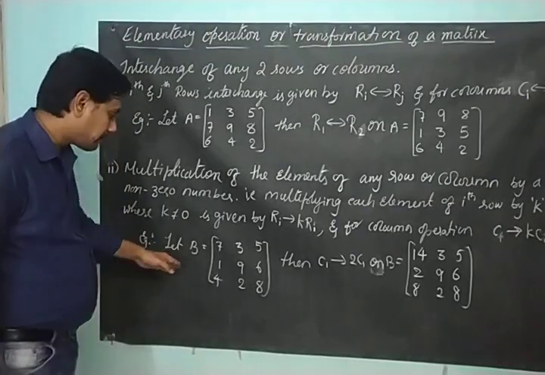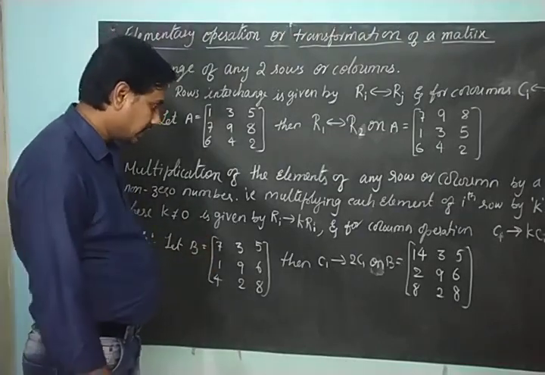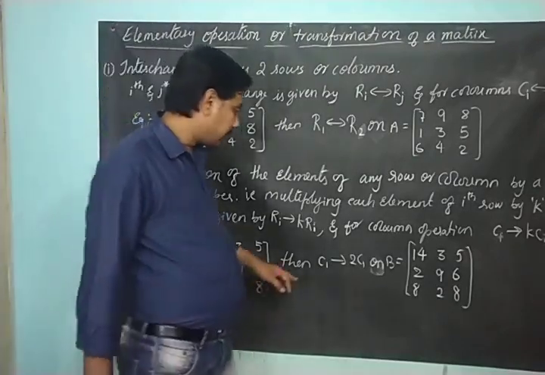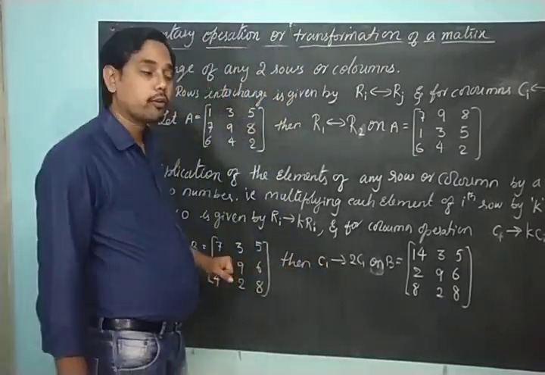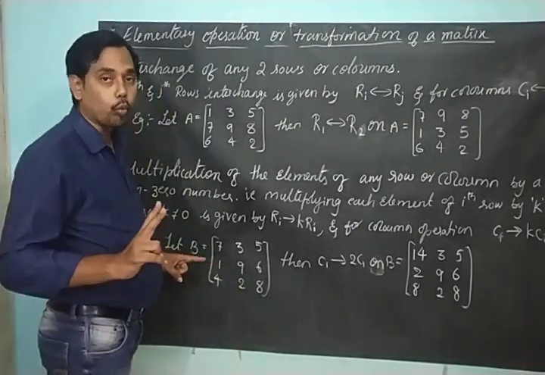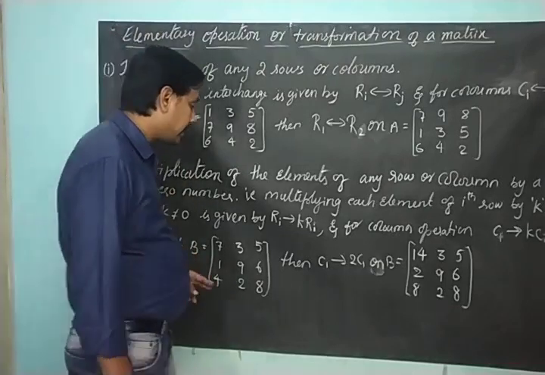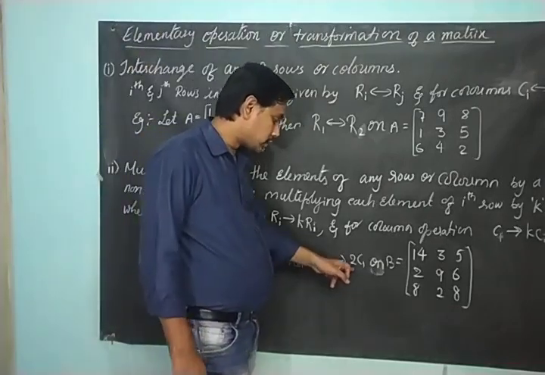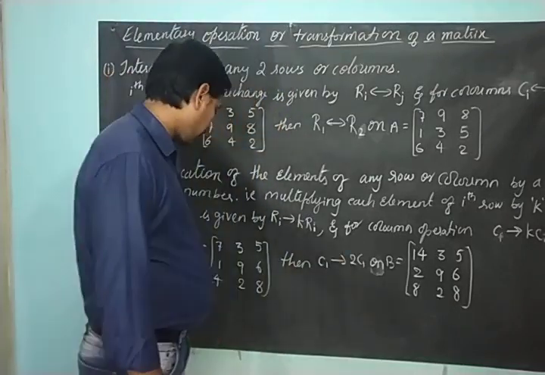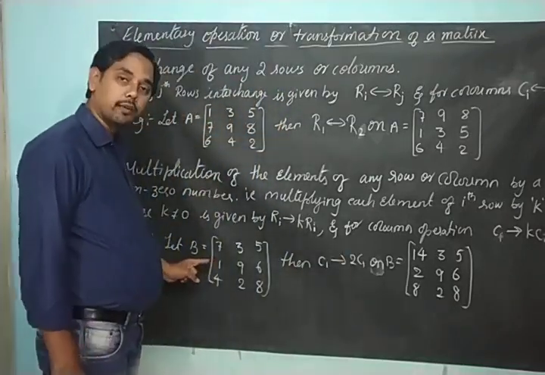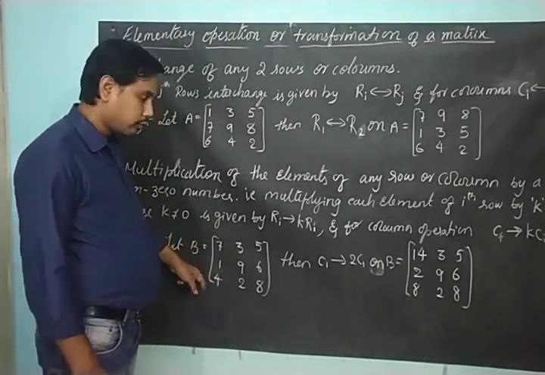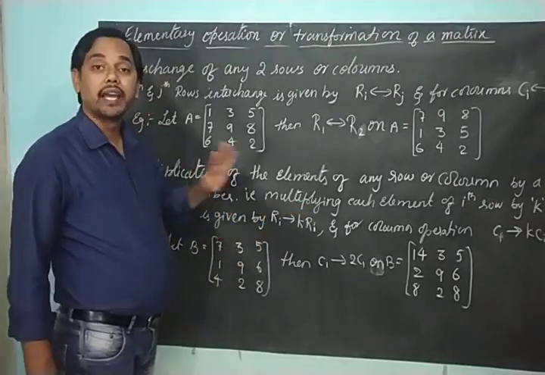For example, let B be a matrix of order 3 cross 3. I want to multiply the number 2 to each and every element of column 1. How will it be represented? Column 1 changes to 2 into column 1. What happens here? If I multiply each and every element of column 1 by 2, 7 becomes 14, 1 becomes 2, 4 becomes 8. Remaining numbers will be as they are.